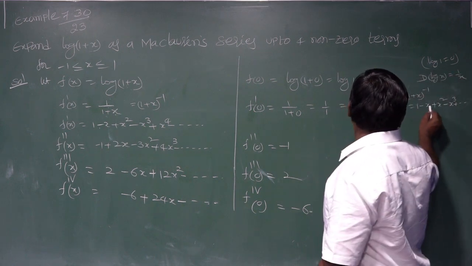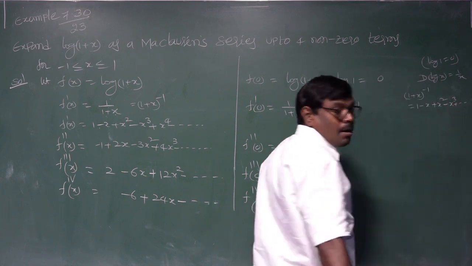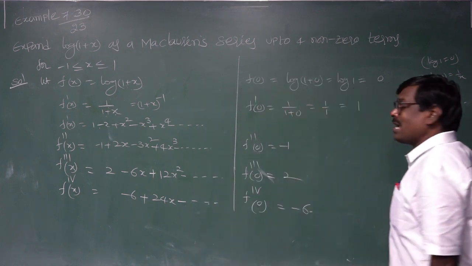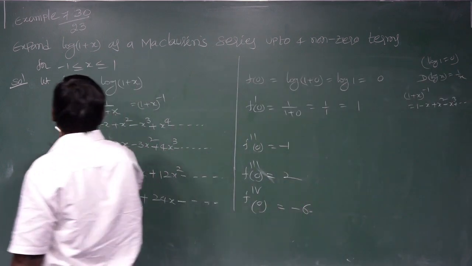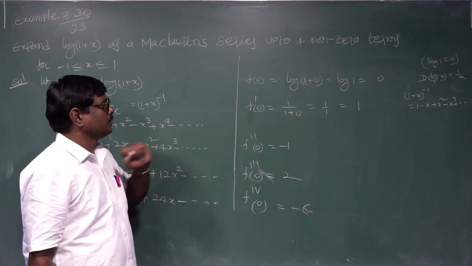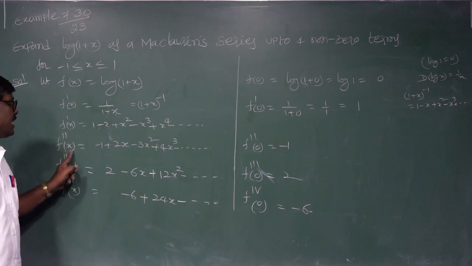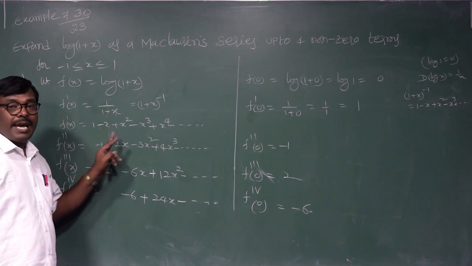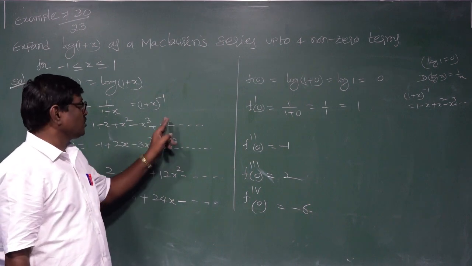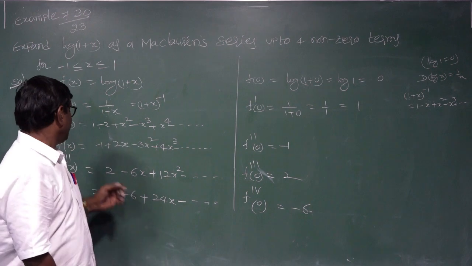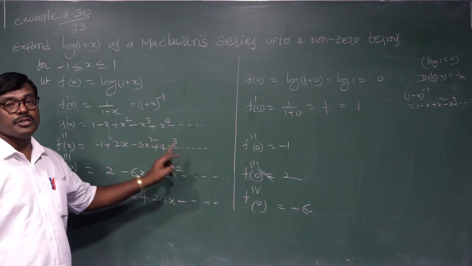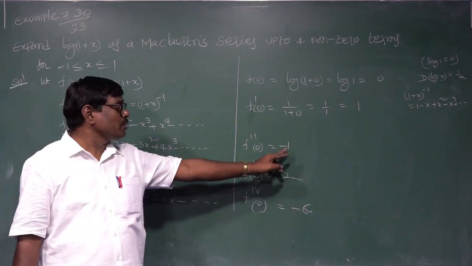It is 1 minus x plus x square minus x cube plus, in general minus 1 power of r times x power of r plus 1, to infinity. This is the binomial expansion formula. This is converted to f dash x equals 1 minus x plus x square minus x cube plus x power 4 minus 1. Again derivative f double dash x: constant derivative 0, x derivative minus 1, x square 2x, minus x cube derivative 3x square, plus x power 4 derivative 4x cube. Next, x equals 0, so f double dash 0 equals minus 1.